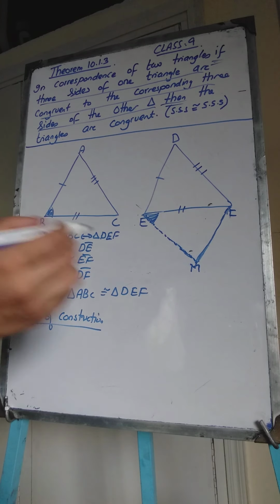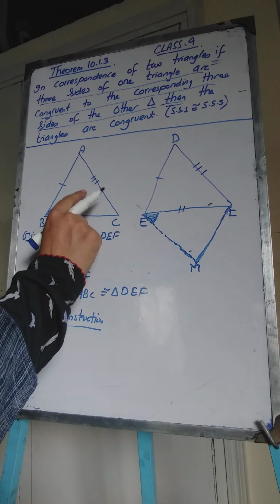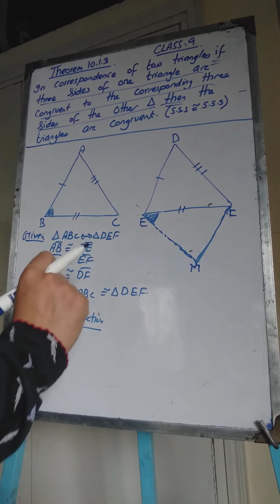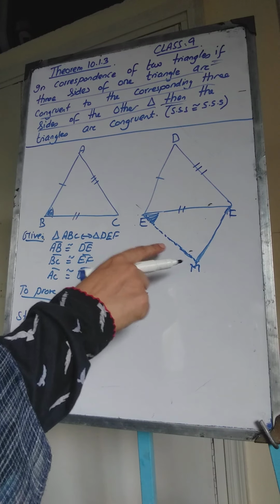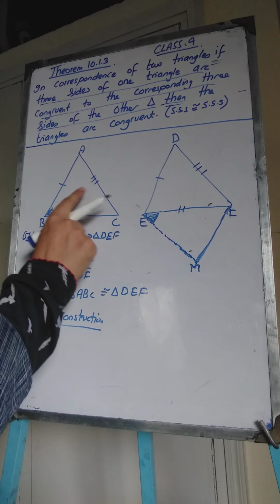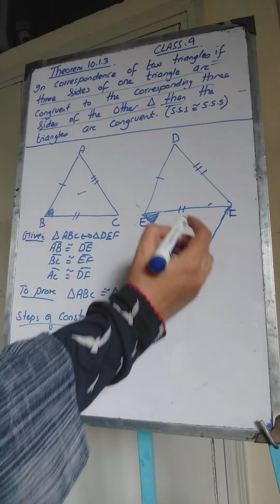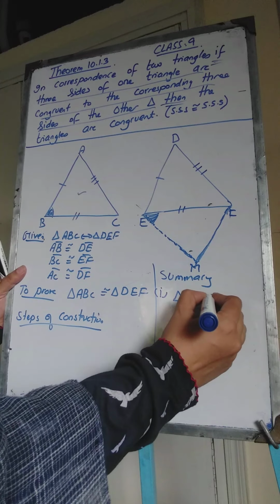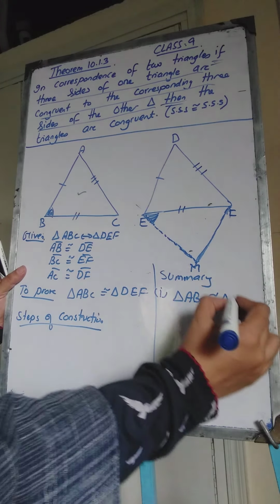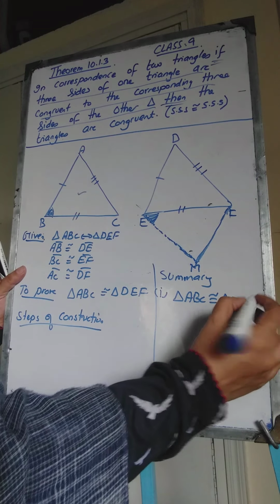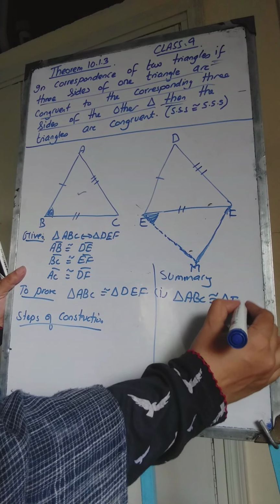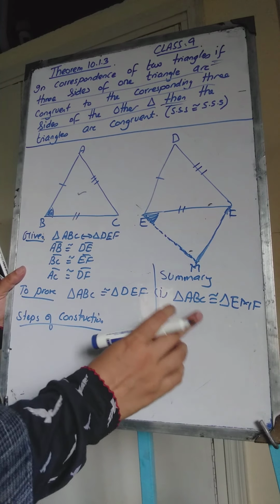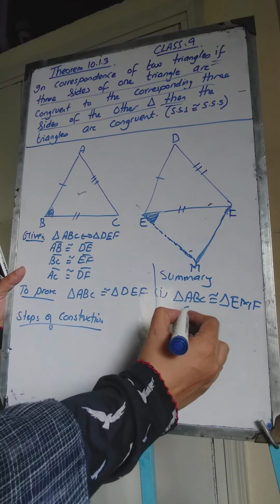So here we are going to get three triangles, 1, 2, 3. The next thing that we are going to do is, first we are going to prove these two triangles equal to one another. The summary will be that the first step, we are going to prove that triangle ABC is congruent to triangle MEF. This we are going to prove by SAS postulate.